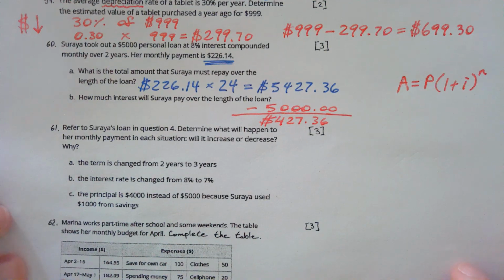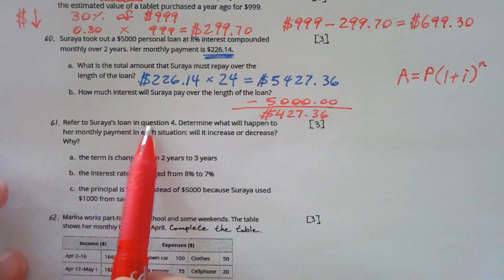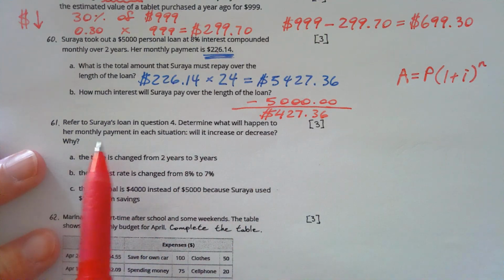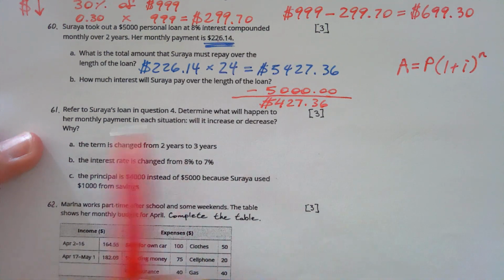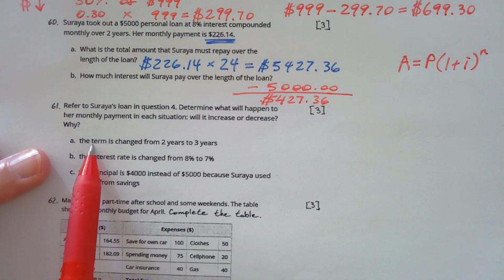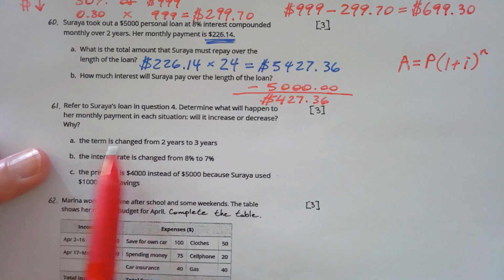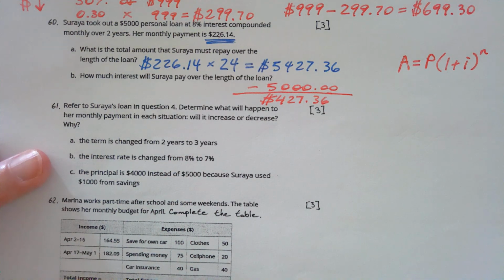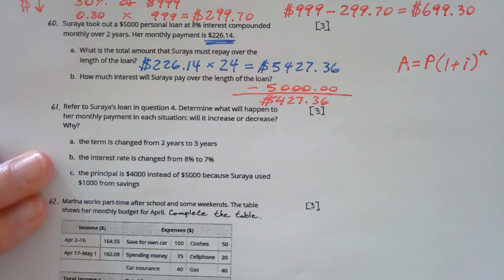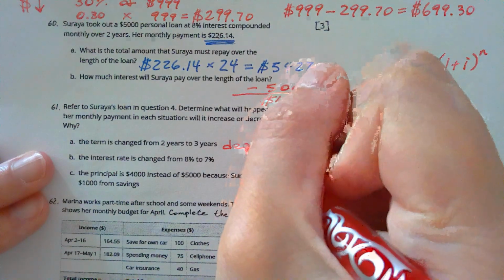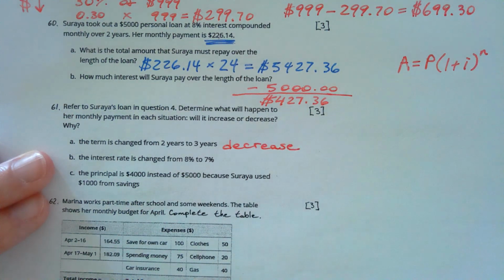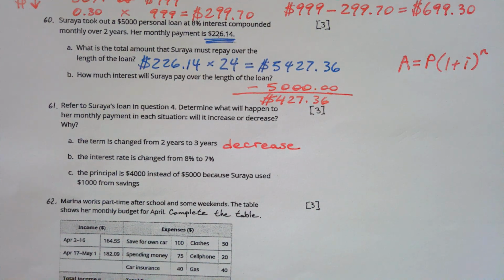Okay. Last 2 questions. Referring to her question here, what will happen to her monthly payment in each situation? Will it increase or decrease? Instead of having the loan for 2 years, she decides to have the loan for 3 years. What will happen to her monthly payment? Decrease, that's right. Okay, so this is a tricky question. You are paying more interest, but because you are taking your time to repay, your monthly payment is decreased.